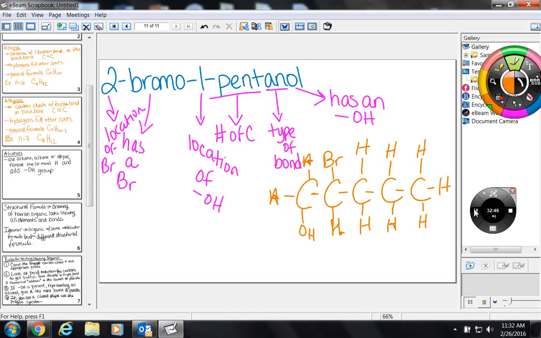Are we okay here? So for example, if we were to say 3-bromo, would it be on the 3rd? So if it said 3-bromo, it would be on the 3rd carbon. The C's are the numbers 1, 2, 3, 4, 5. Okay? All right.